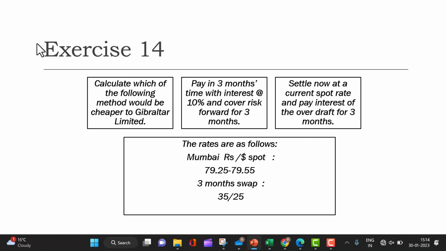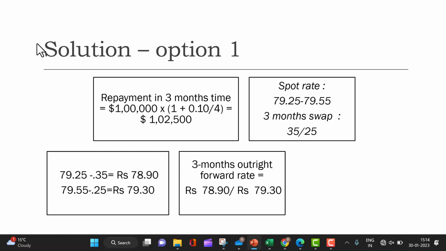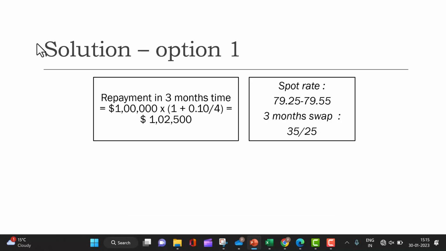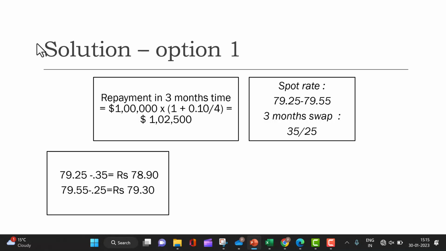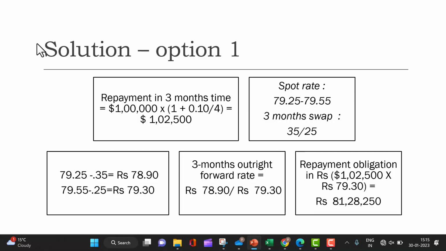78.90. Okay, fine. So I'll just show you here. The swap rate will be 78.90 and 79.30. Is that okay? Now, suppose he is going to make the payment in 3 months' time, then how much interest is he supposed to pay to the importer? 10%, isn't it? Pay in 3 months' time with interest at 10%. So he is going to make a payment of 1,02,500 if you add 10% interest for 3 months. But at what rate is he going to pay? In the forward market, the rate applicable will be 79.30. So just see the answer here.